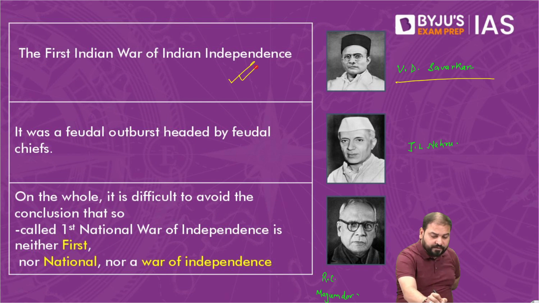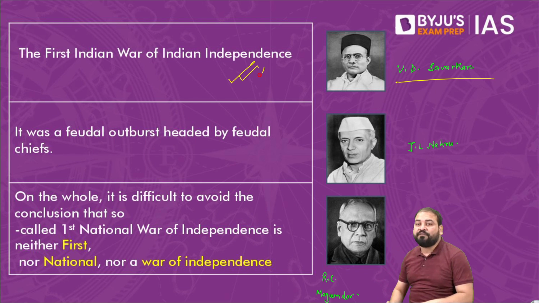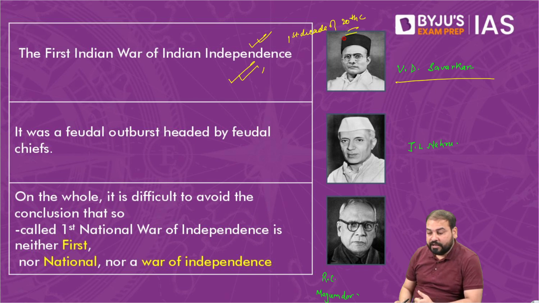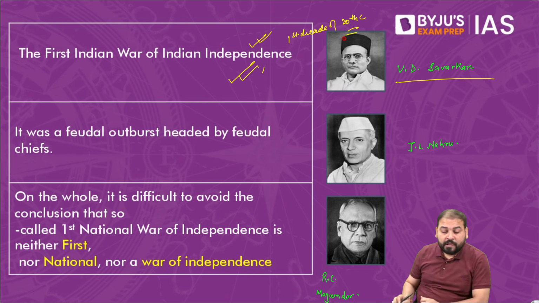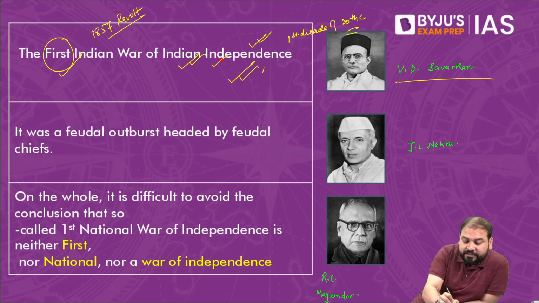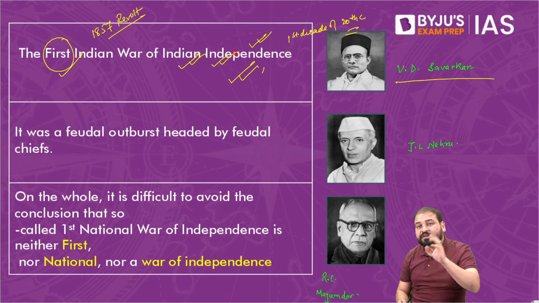Everyone, can you see similarity between Mr. Savarkar and the theory of Karl Marx? V.D. Savarkar is also writing a book in the first decade of the 20th century. All of you understand, V.D. Savarkar is quoting the 1857 revolt as the first war of Indian independence. There is a reason for that.